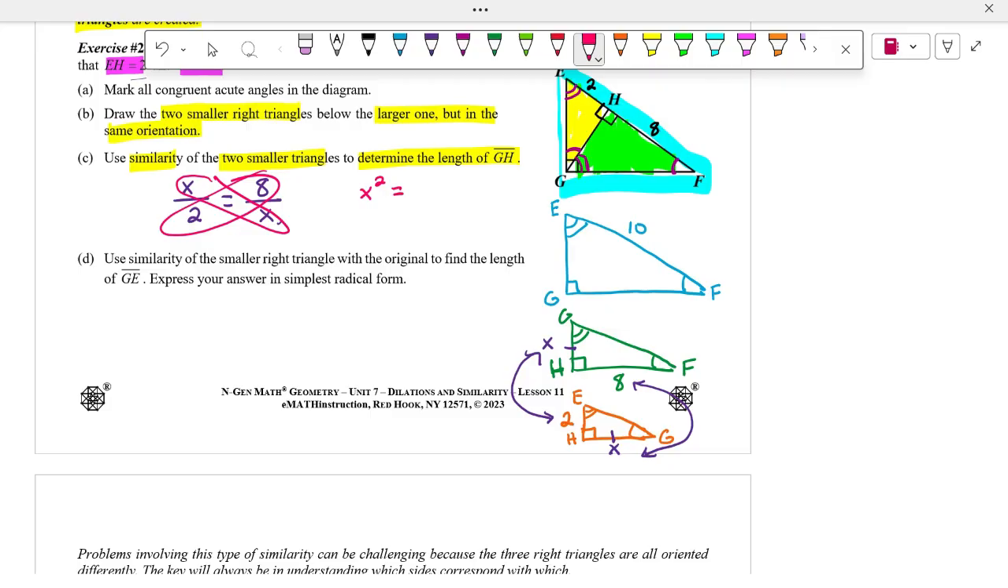X times X is X squared, because remember, anything times itself is going to be its square. All right. What's 8 times 2? 16. Then how do I solve for X? Square root both sides. So what's X equal? 4. All right. So both of these are 4.